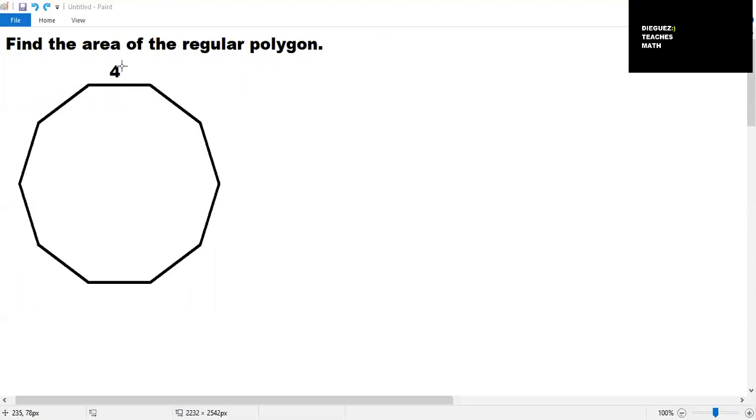Since I do have a missing length, I do have to go through a different process. I can't just substitute what I know into the formula for the area. So I'm gonna show you what process to follow when you have any missing length, that being the side length or the apothem. Again, this works when you are missing any length.